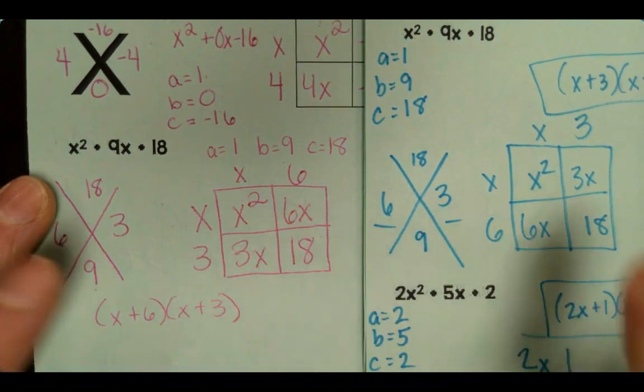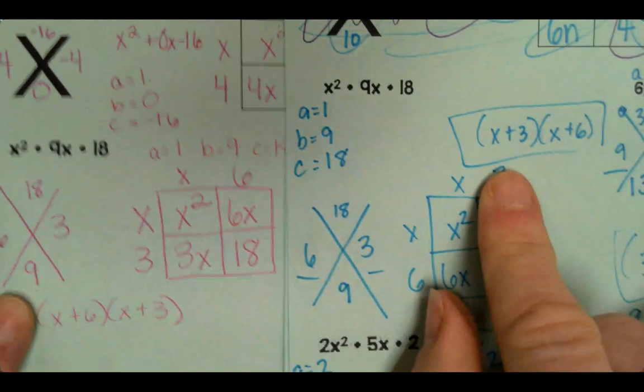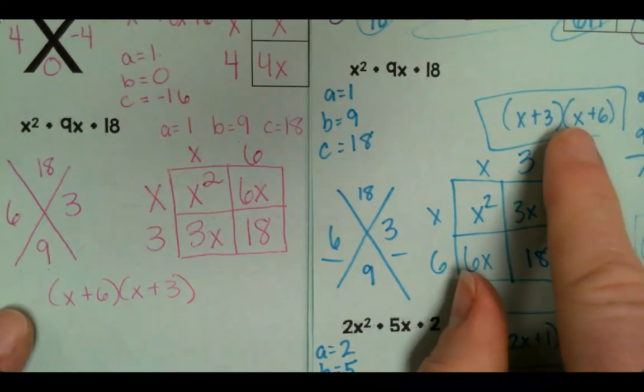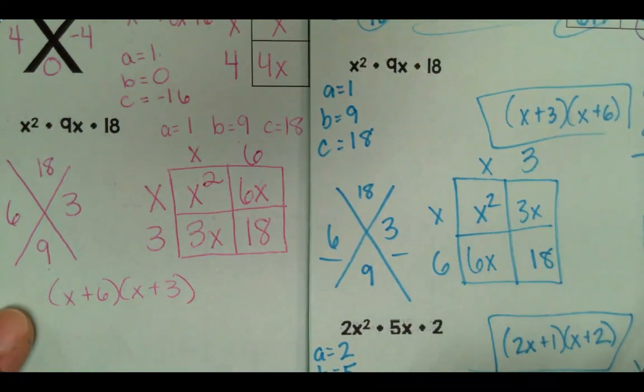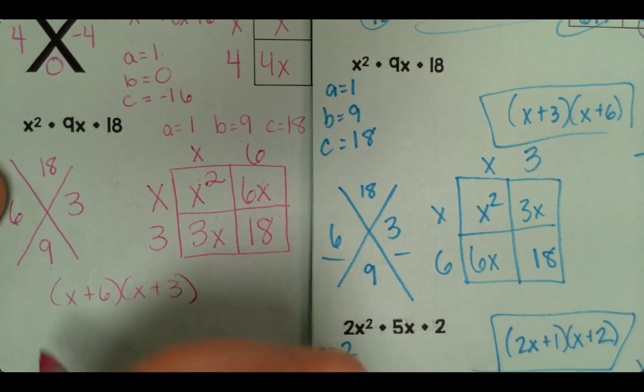So it'd be x plus 6 times x plus 3. Or if you flip it, that's okay too. So see how I wrote it? These are the same problem. I just wrote it two different ways.